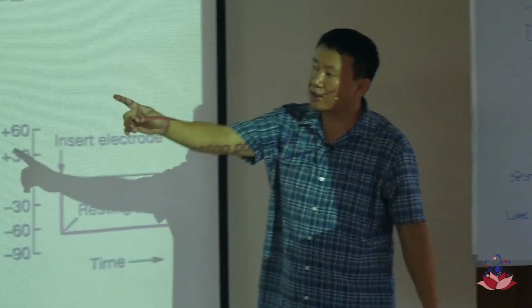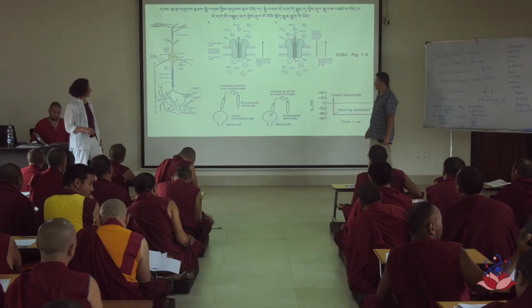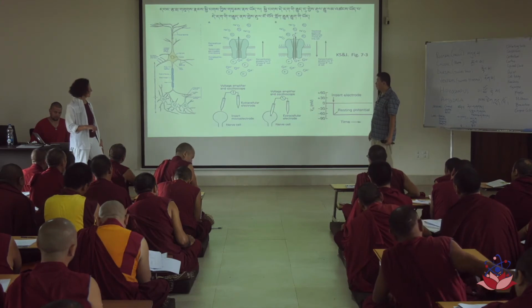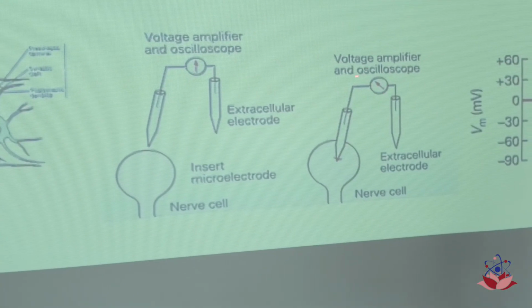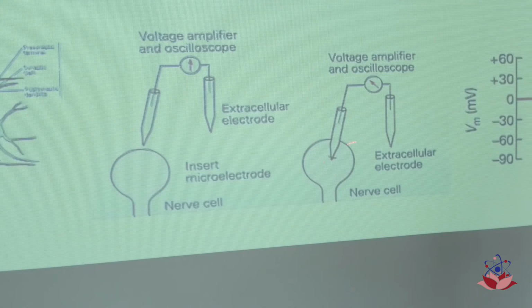But then if you put your electrode inside the cell, it measures a negative potential. So that's the difference between these two electrodes.